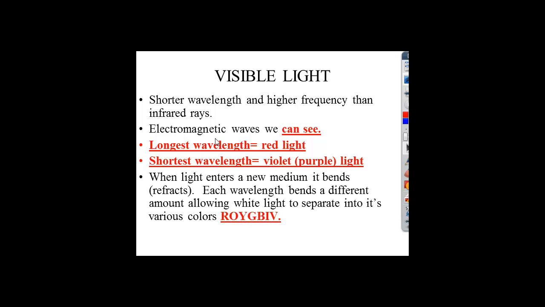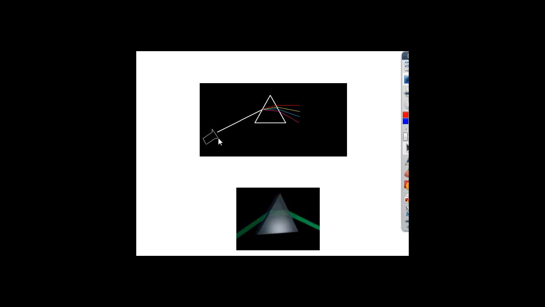And anytime that it enters a medium, it bends, which if you remember, we talked about reflection and refraction. Okay, that means that there is a bending, and each wavelength bends in a different way. That's what causes us to be able to see rainbows. And this shows you an example of how it all bends. And if you notice here at the bottom, you will see that each color of visible light bends at a different angle, has a different refraction.